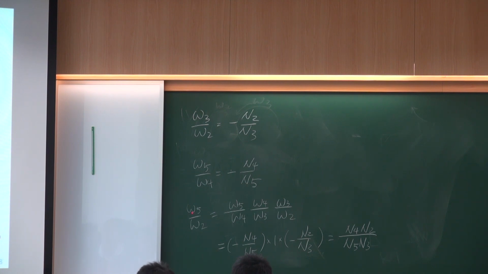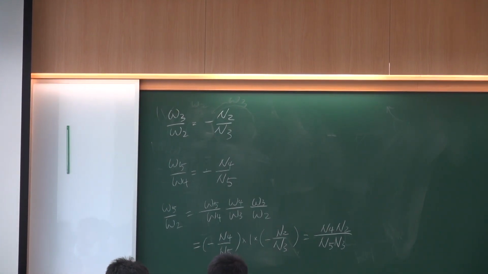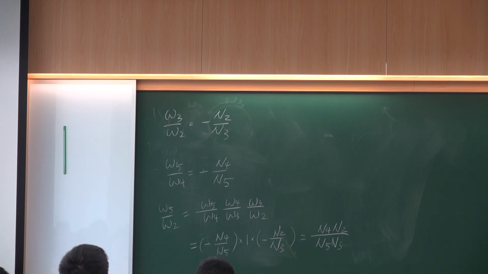So the speed ratio from omega 5 to omega 2 right now is more complicated. Every gear matters. It's different from our previous simple gear train. In this compound gear train, the number of teeth of every gear matters. They all will influence the gear ratio. Any question for this one?